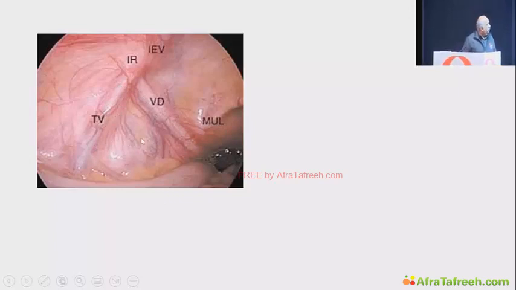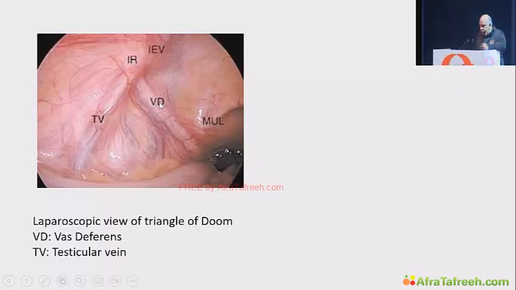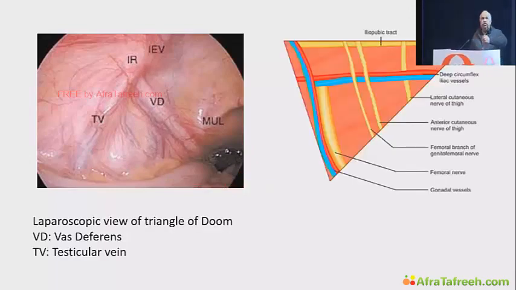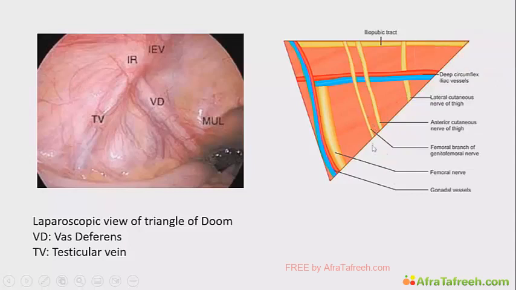If you go deep, you'll find 2 vessels here. You only fix the area here. This is called the myopectineal orifice of Fruchaud, which of course is an MCQ, which I'll tell you later on. So these are the 4 nerves from lateral to medial that you'll see in the triangle of pain. It's the left side, so the triangle of pain will be here: lateral cutaneous nerve of thigh, anterior cutaneous nerve, femoral branch of genitofemoral, and femoral nerve. The genital branch will divide here, giving 2 branches. The genital branch will become a content of the triangle of doom, while the femoral branch will remain a triangle of pain content.